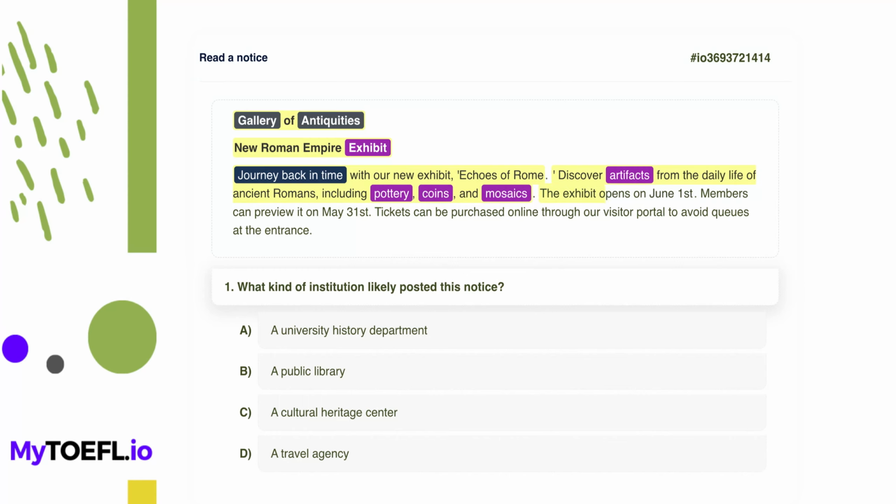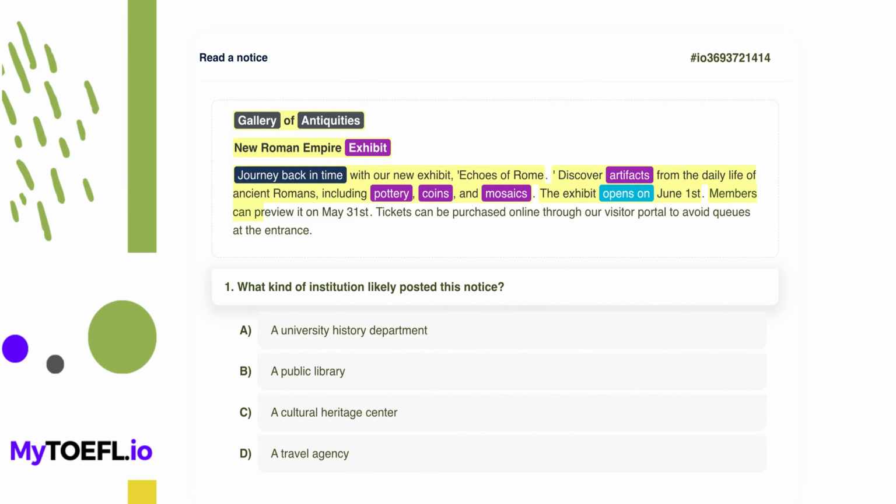The exhibit opens on June 1st. This short sentence provides a crucial practical detail, the starting date. The phrase opens on tells us when the general public can start visiting the exhibit. It is important to note this specific date for timeline questions.